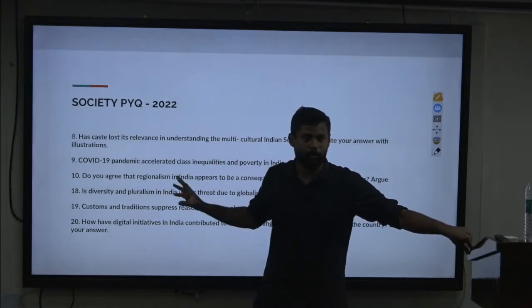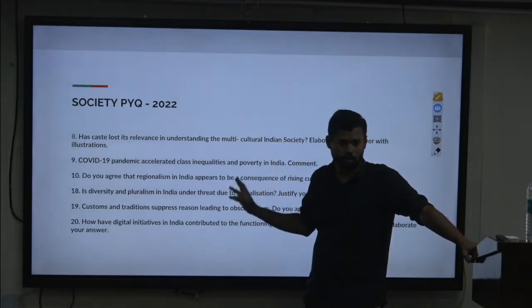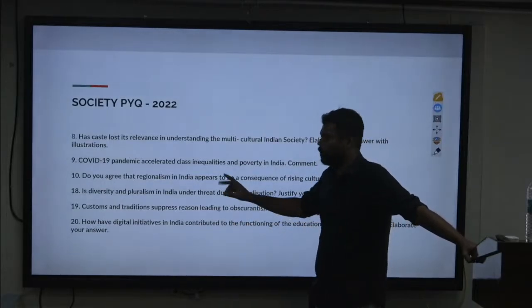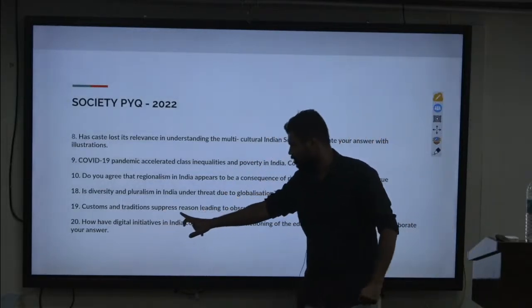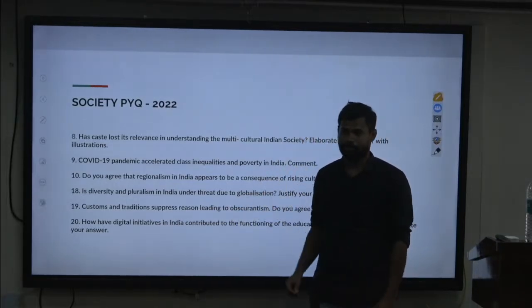Got it? So that is the opinion that you should always take. Keep that as your generic aspect if you want to score good marks in your paper. Understanding this? Okay. So one student asked me, "Customs and traditions suppress reason leading to obscurantism, sir. What if I don't understand this word obscurantism?"